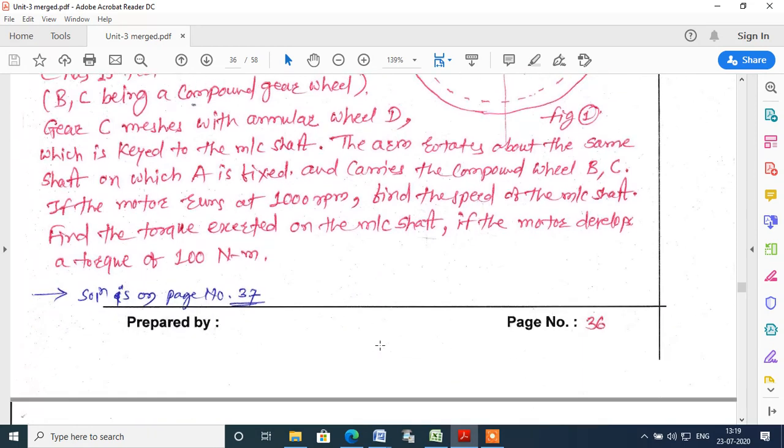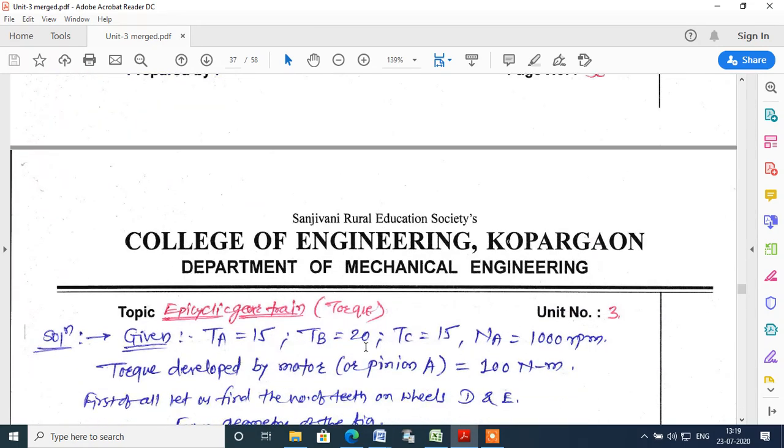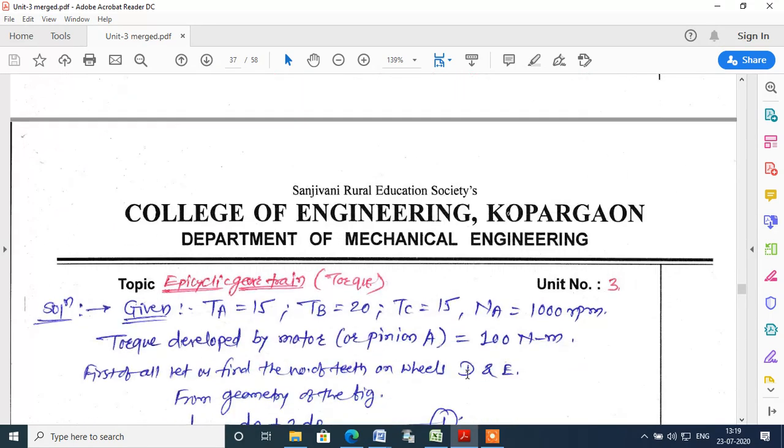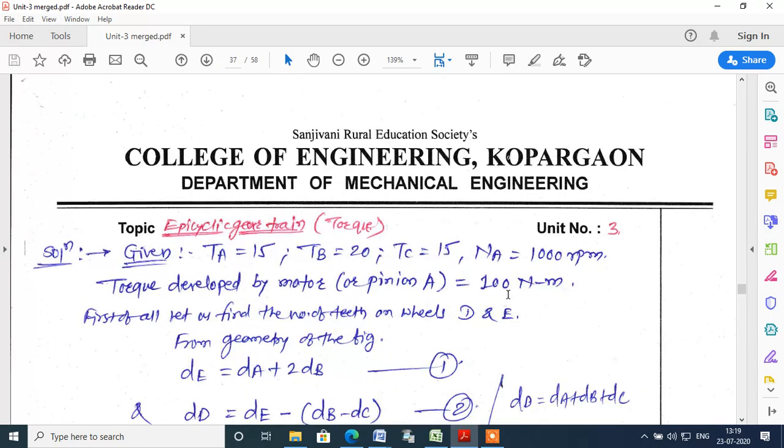So we start. Number of teeth on A is 15, number of teeth on B is 20, number of teeth on C is 15. Speed of A, the input shaft, is given as 1000 rpm, and the torque developed by the motor on pinion A is 100 Newton meter.